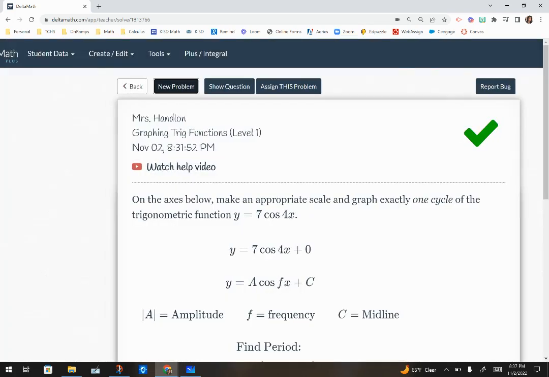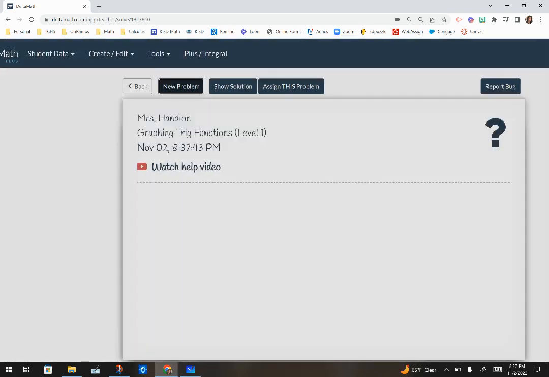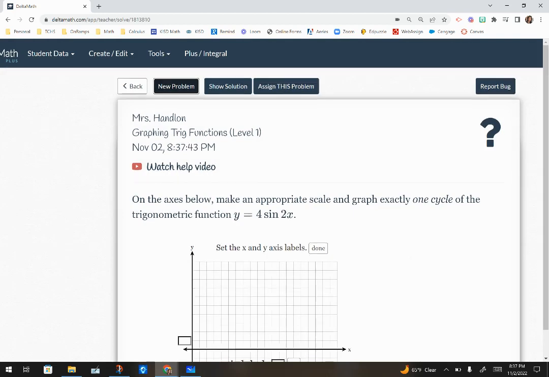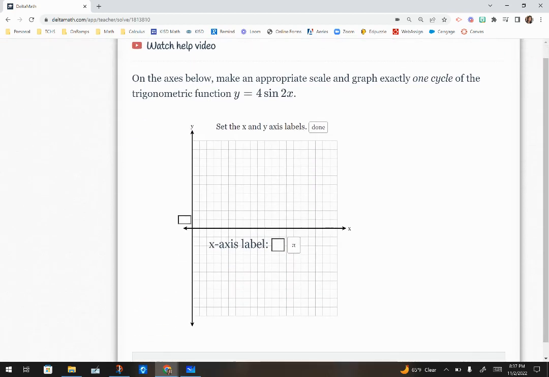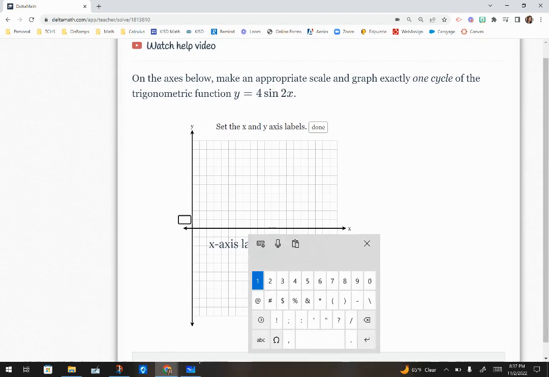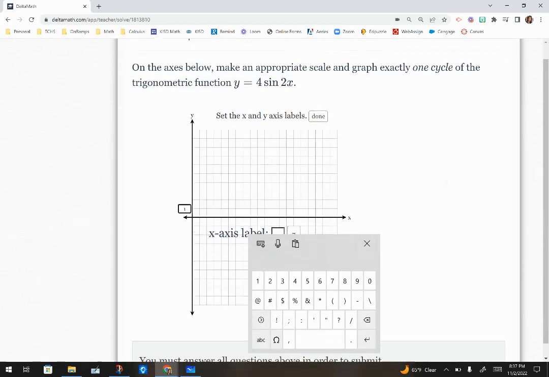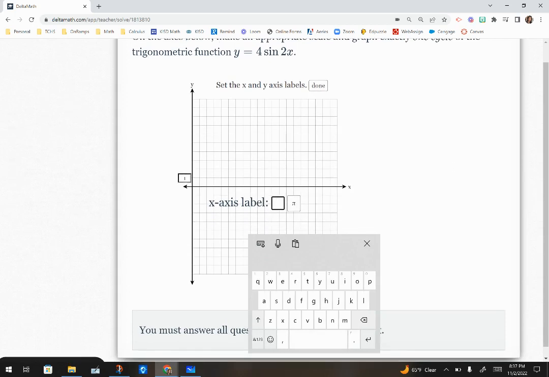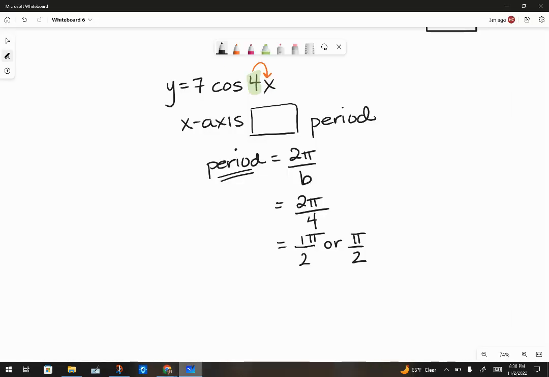I'm going to try another one with you. Okay. Let me see if this graph, great. This is a sine graph. So let's do this one together. So again, you'll start here, typing the 1. And then here, we need to calculate your period. Okay, so 4 sine 2x. I'm going to come over here. 4 sine of 2x. So I need to find the period to do that x-axis thing.